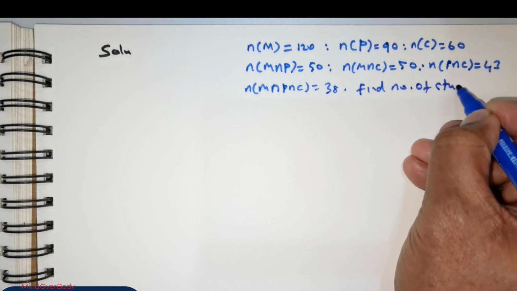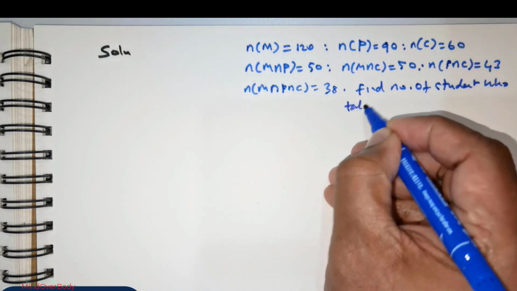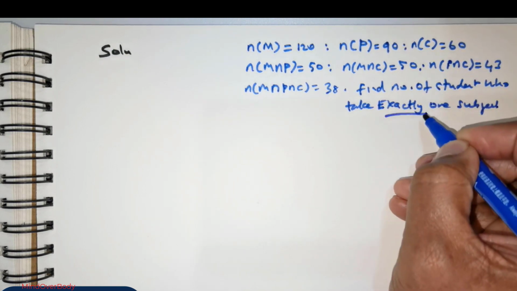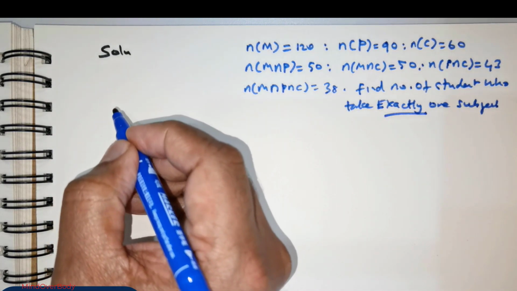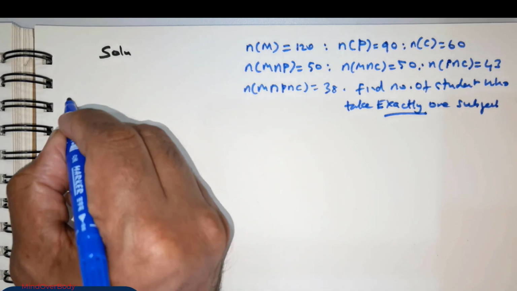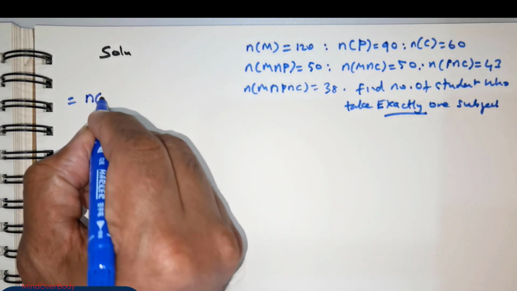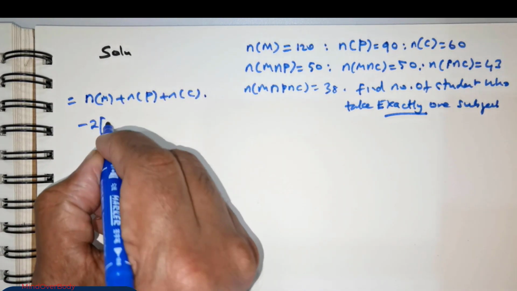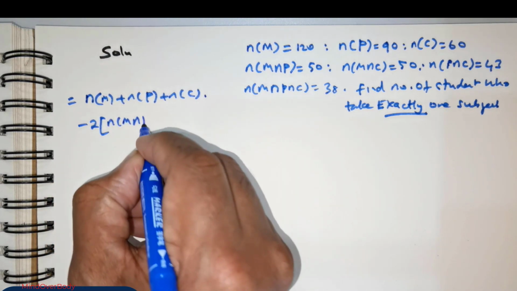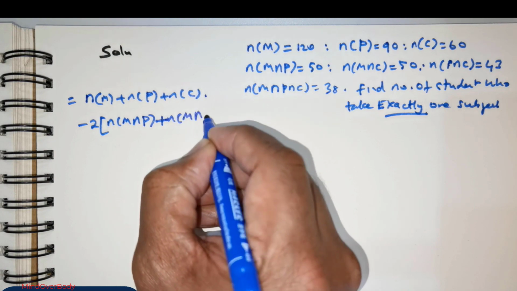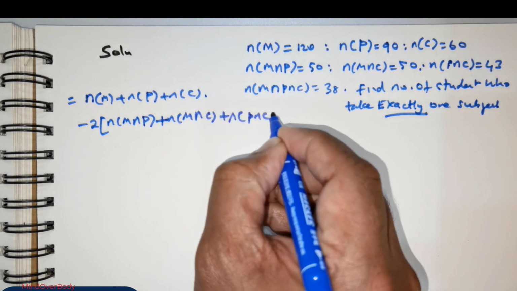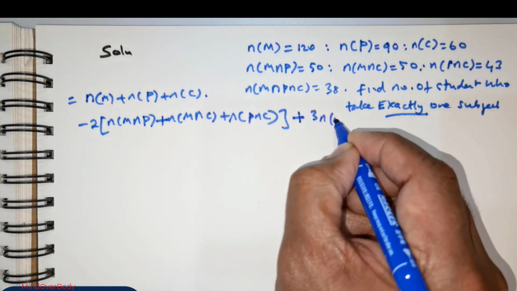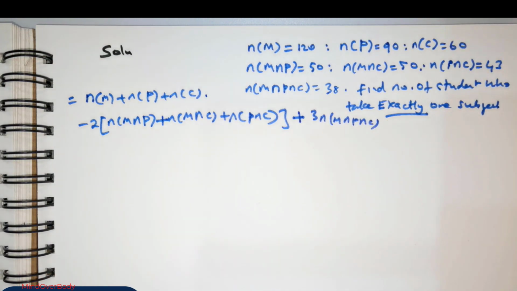the number of students who take exactly one subject. So this is the keyword. That's the reason we will be utilizing the formula which I've just mentioned to you. The formula we would be using here is n of math plus n of physics plus n of chemistry minus 2 times (n of math with physics plus n of math with chemistry plus n of physics with chemistry), plus 3 times the complete intersection of math, physics and chemistry. So this is the formula we will be employing.